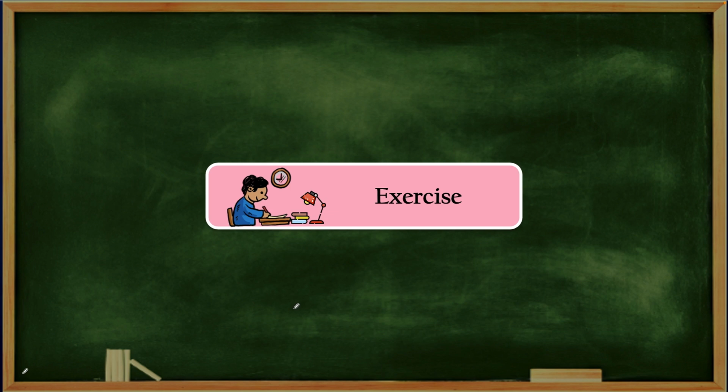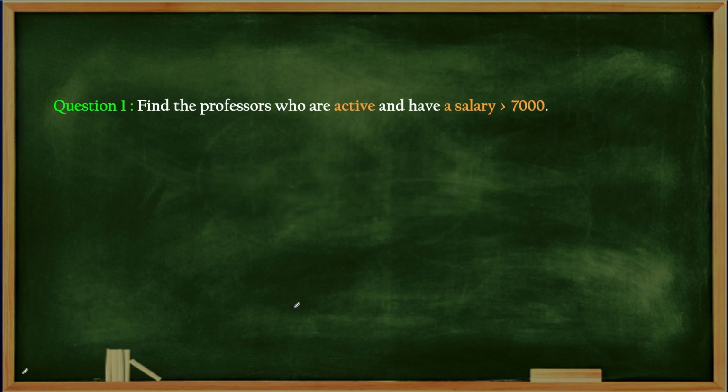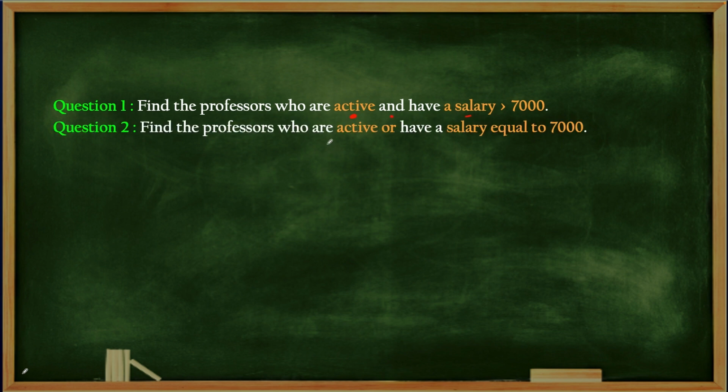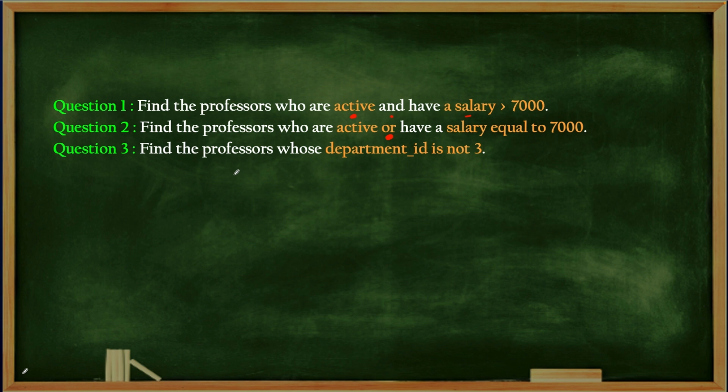Exercise. Find the professors who are active and have a salary greater than 7,000. Now here we are going to use logical operators. We have been asked to find the professors who are active or have a salary equal to 7,000. And lastly, we have been asked to find the professors whose department ID is not 3.